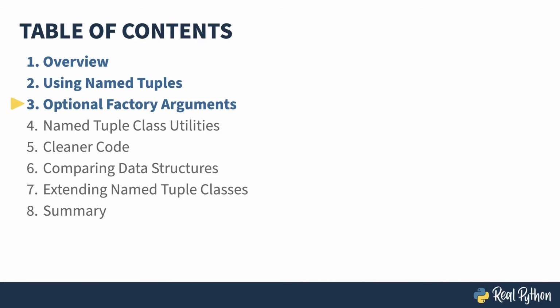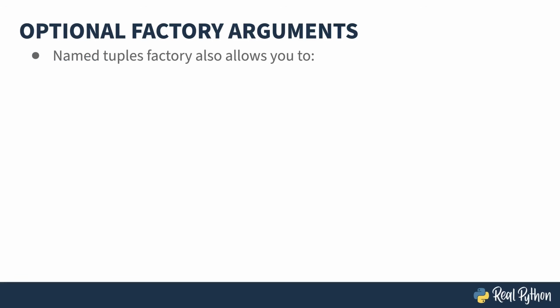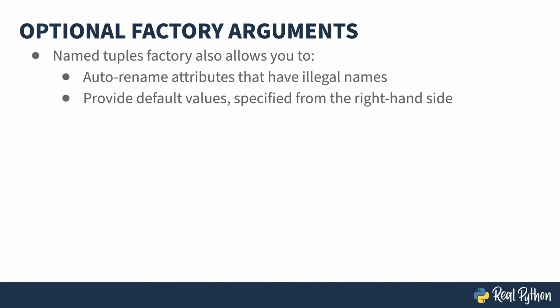In the previous lesson, I showed you how to create a named tuple class using the factory found in the collections module. In this lesson, I'll introduce you to the optional arguments to the named tuple factory. The named tuple factory function has some optional arguments that give you finer-grained control on your resulting class. With them, you can automatically rename attributes that have illegal names, specify default values for certain fields, and override the default module name of dunder main. Let's check these out in the REPL.